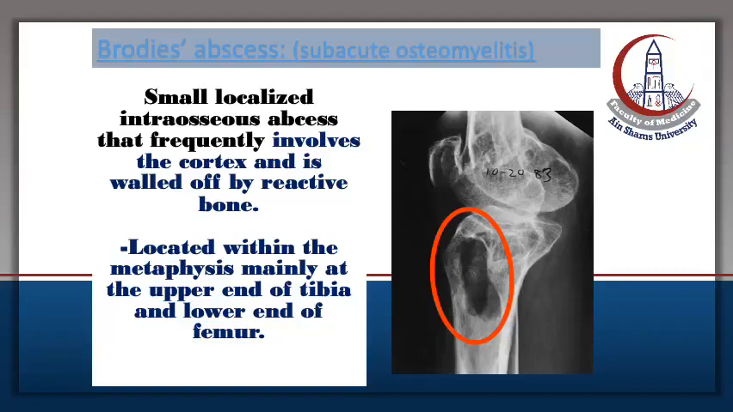On the other hand, Brodie's abscess or subacute osteomyelitis is a small, localized intraosseous abscess frequently involving the cortex and walled off by reactive bone. Here it is marked by the red circle. It is localized within the metaphysis, mainly at the upper end of tibia and lower end of femur.